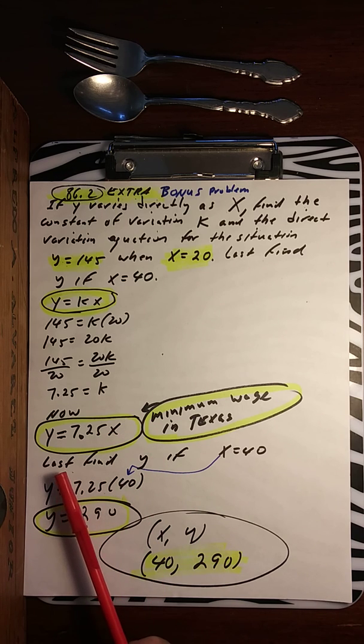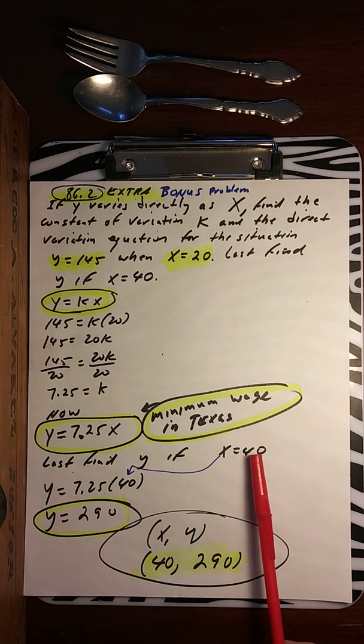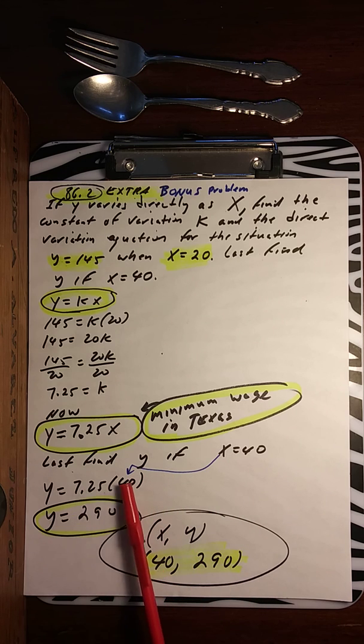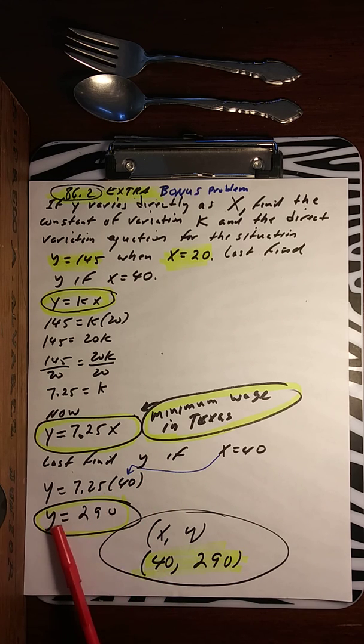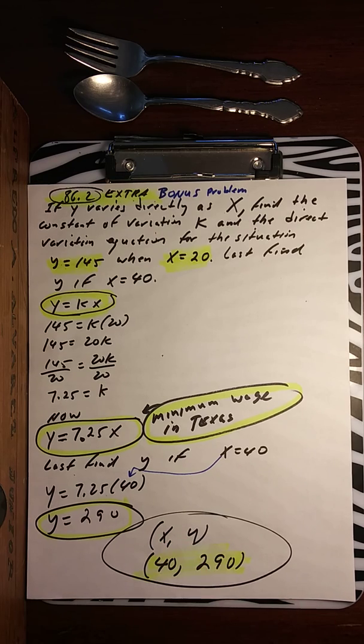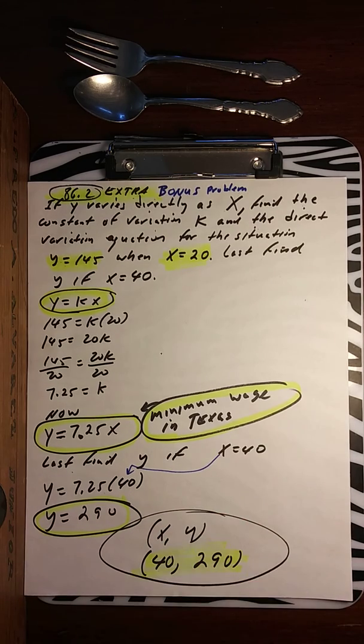So now, last, let's find y if x is 40. So 40, put it in there. So 40 times that is 290. So that means when you put 40 in for x, y is 290. And that's it. We're done.